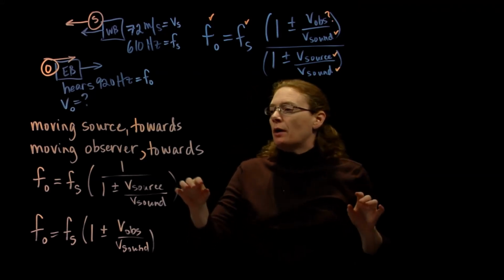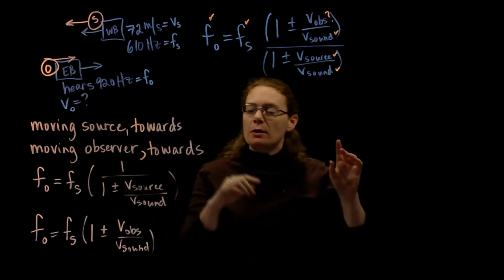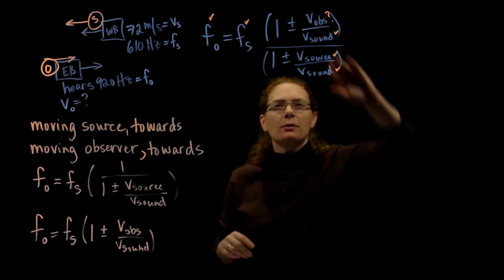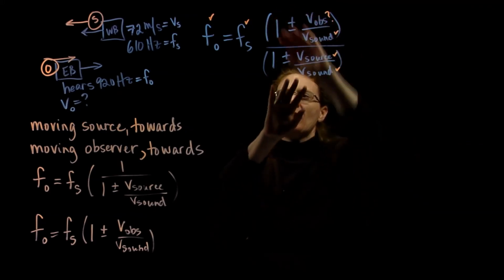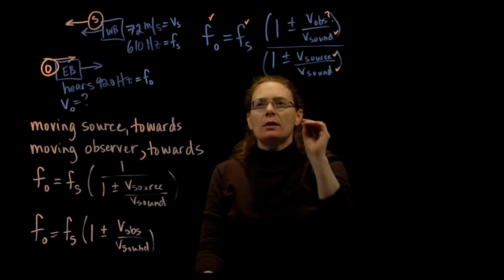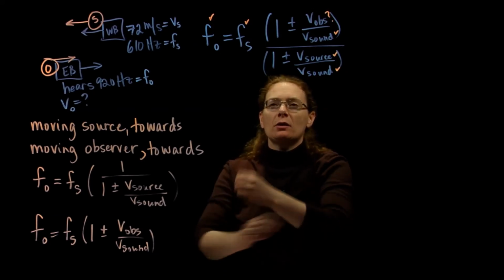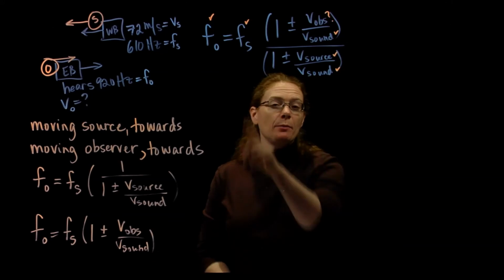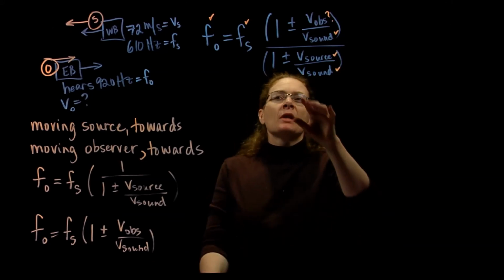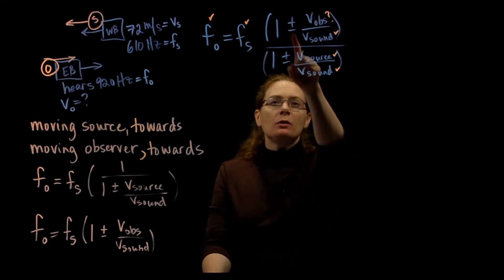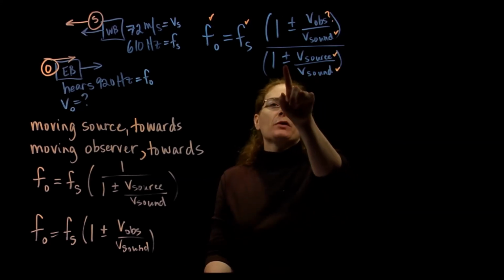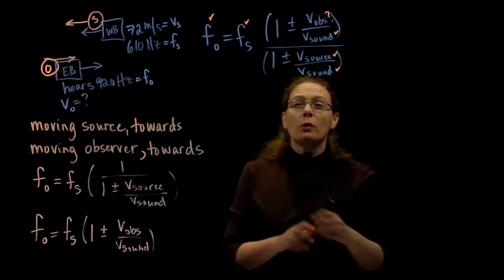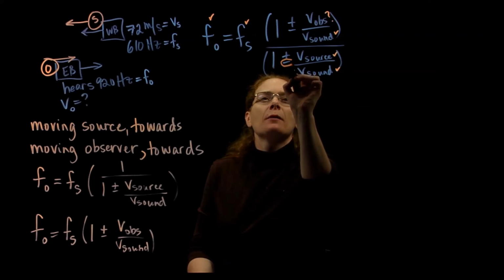So for a moving source going towards, we want the frequency to go up. So that's the bottom part of the equation. I want an increase in frequency, so I want this number to be multiplied by something big. To get a bigger number, you divide by a smaller number. So in this case, I'm going to choose the negative sign.